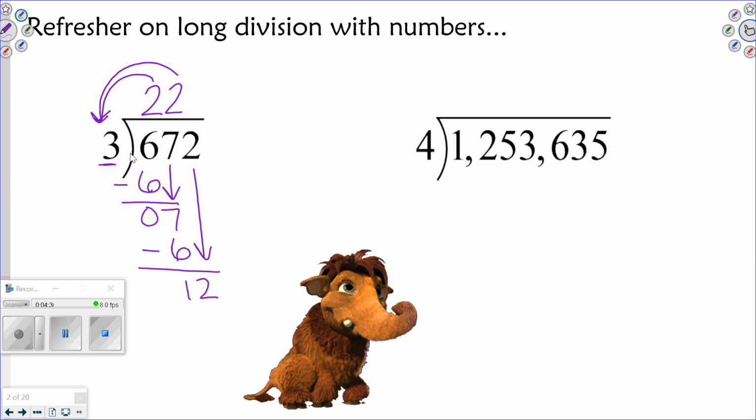All right, so start our process again. How many times does 3 go into 12? 4. And then you multiply. 4 times 3 is 12, and that would be nothing. There's nothing left to come down. Yep, we saw how many times it went into 12. So that means 672 divided by 3 is 224, or that means 3 times 224 is 672.